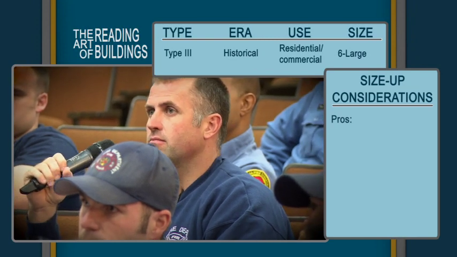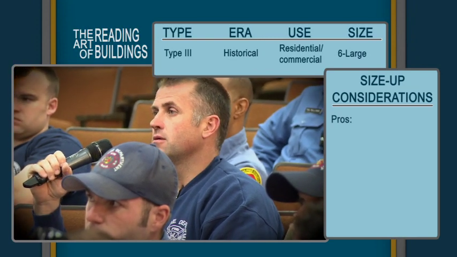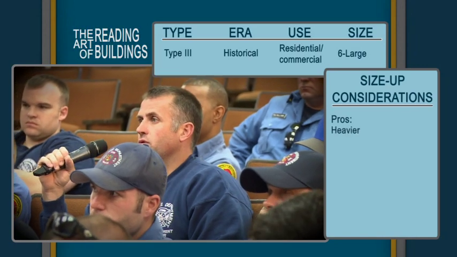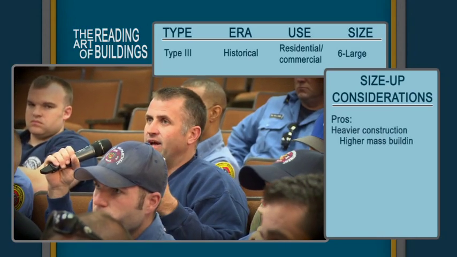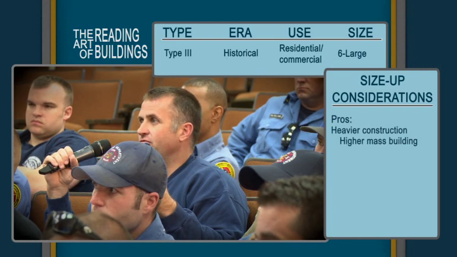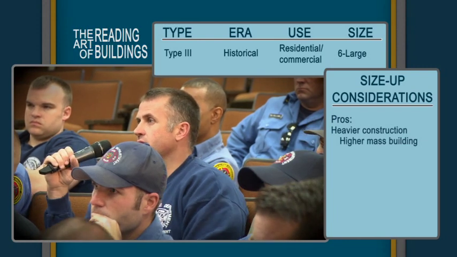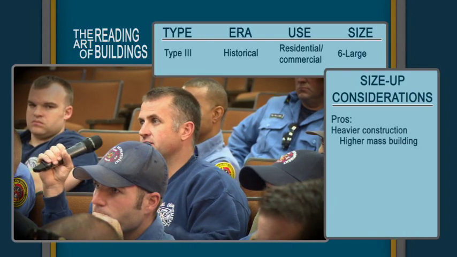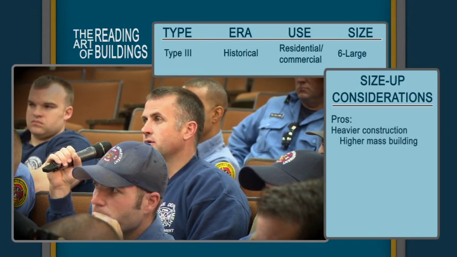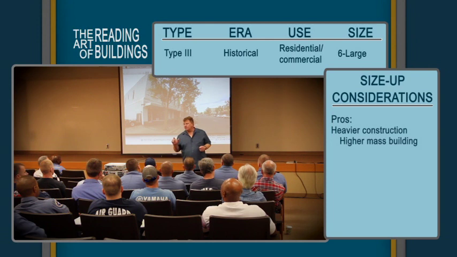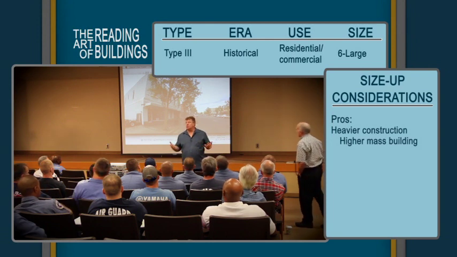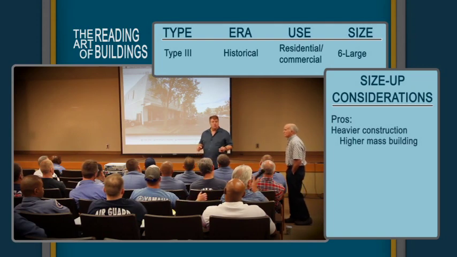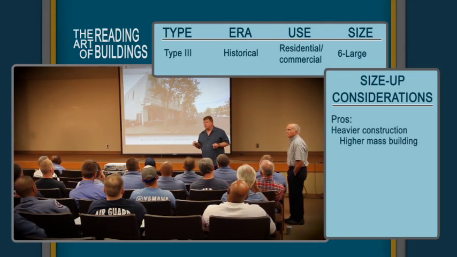Wait a minute, if it's heavy, wouldn't it fall on us quicker? Yeah, but why is heavy a good thing? You're right, but why is it a good thing? You don't have prefab trusses and stuff. You're going to have full dimension lumber, which is going to burn longer. So your time might go from 5 to 10 minutes to 15, 20 minutes. You're right on it. Right? So that's a high mass building, which buys us time. Beautiful. Well done.